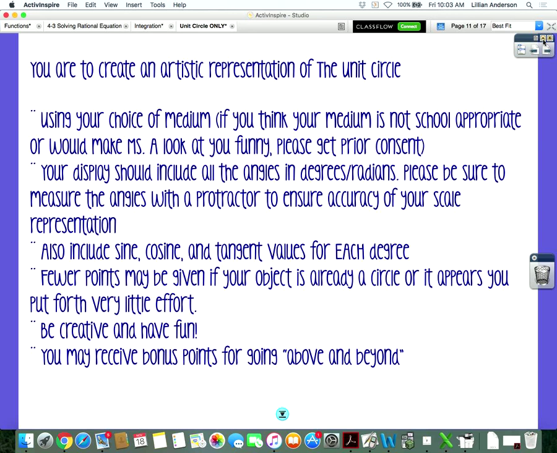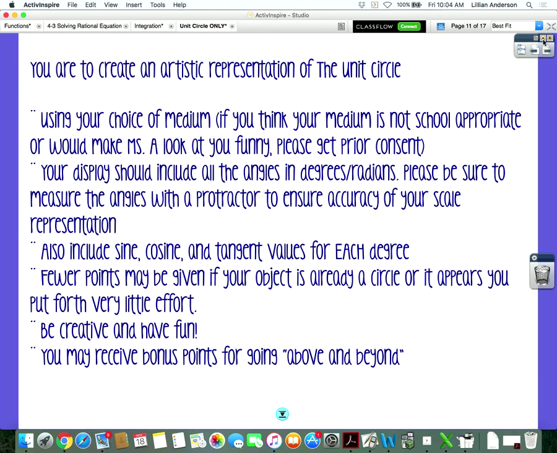So using anything, alright? Now, if you think your medium is not school appropriate or will make Miss Anderson look at you funny, like a tattoo, yeah, I'm gonna look at you funny on that one. But please get prior consent. If you have to question whether Miss Anderson is gonna say something to you about it, how about just don't do it? Alright? Your display should include all the angles in degrees and radians.